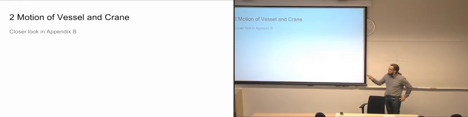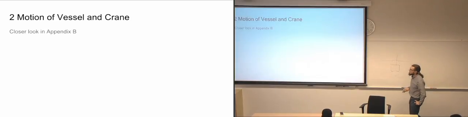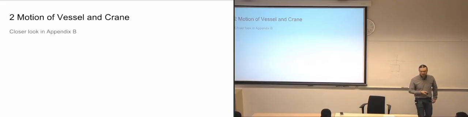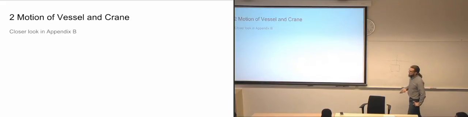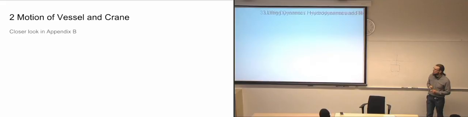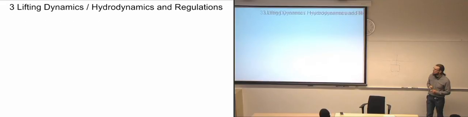So when we get to Appendix B, we are going to be looking a bit more closely at motions of vessel and crane. It's sort of similar to the Appendix C that we've already looked at with regards to the calculations you did in your submission. But this is more just looking at how the wave motions affect the crane tip, and also how it will affect the crane depending on the location of the crane on the ship. So we're going to look at that quite a bit. Also a little bit at how waves work.